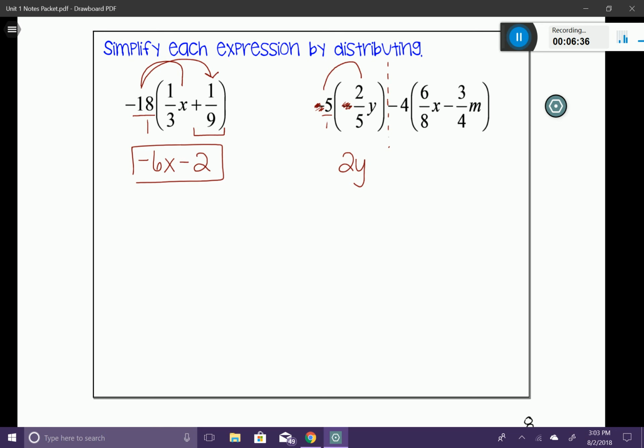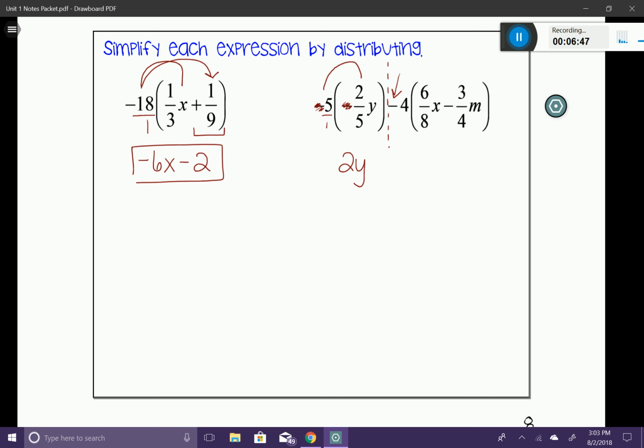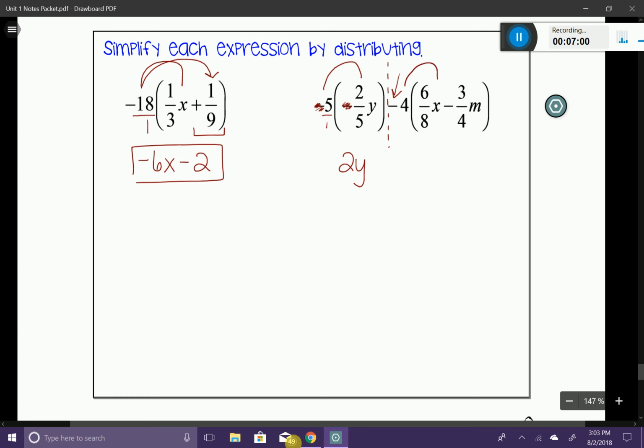Okay, now I'm going to do the second part of the problem. The negative here is either a negative or it's a minus sign, but you have to pick one. If you want it to be a minus sign, then you need to put the minus sign in place. But I'm going to use it as a negative, just so we don't spend any time confusing anyone. I'm going to distribute negative 4 into 6/8 x. So we can see that negative 4 times 6 is negative 24. And I'm going to divide that by 8. And that's going to give me negative 3x.